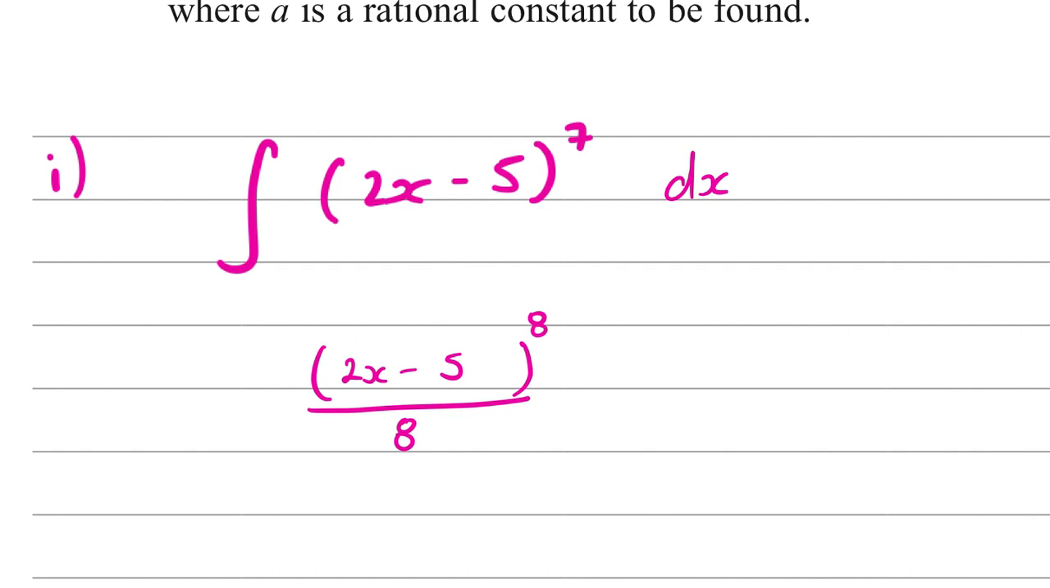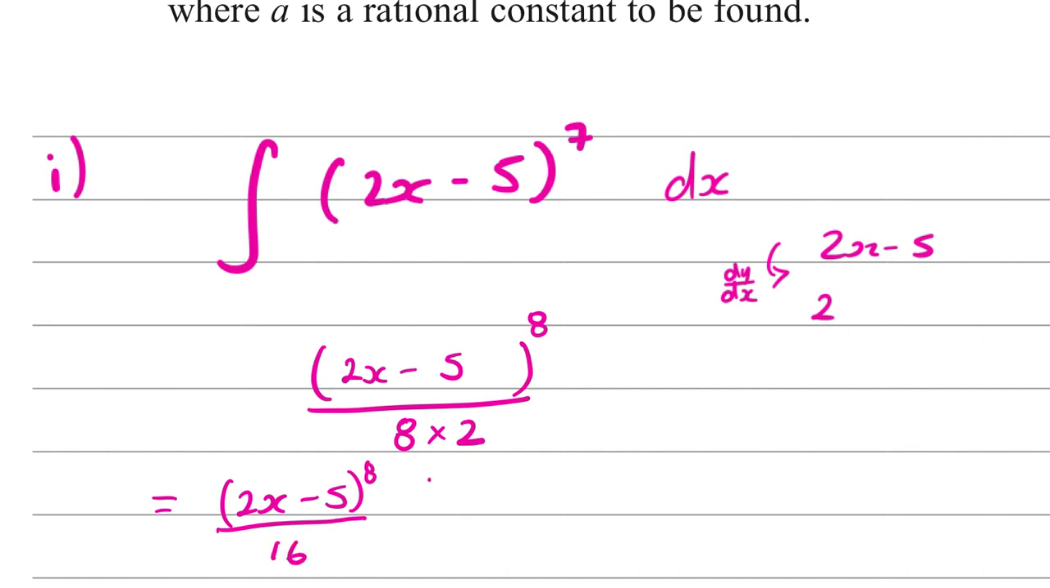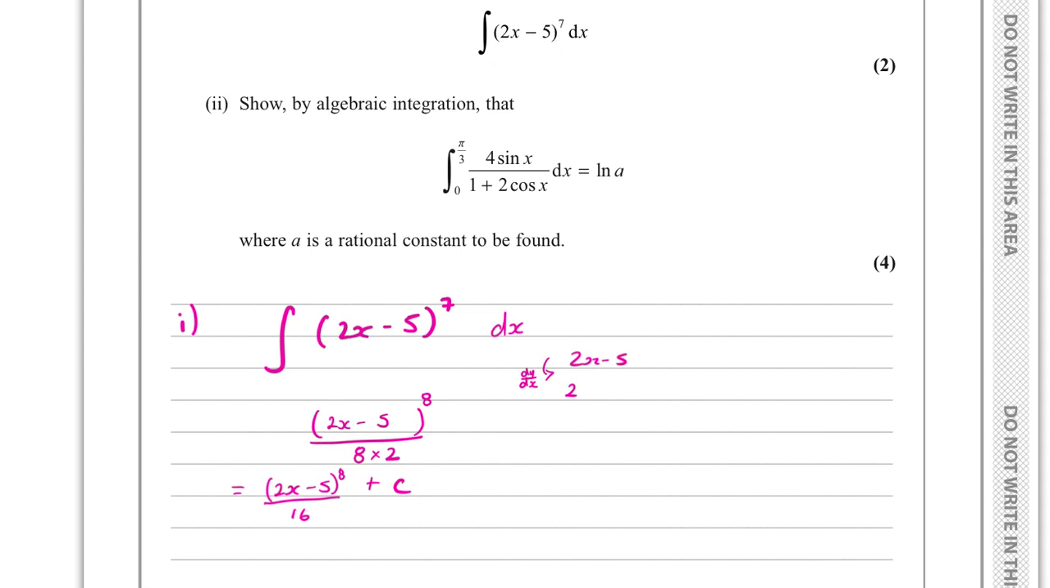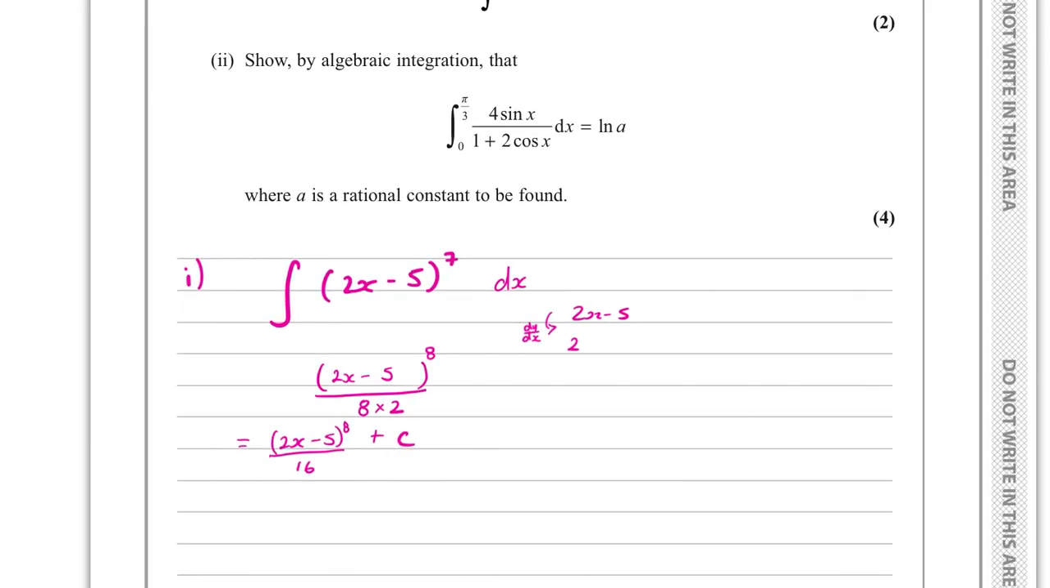So what that means is if I was to differentiate 2x minus 5, this is going to give me 2. And I also do need to divide by that. It's the same as doing 8 times 2 on the denominator. So my final answer is (2x minus 5) to the power of 8 over 16 plus our constant of integration. So plus c. Nice and easy, 2 marks.